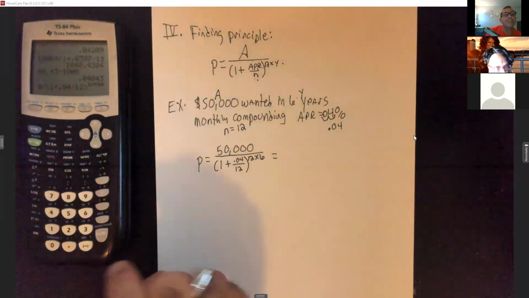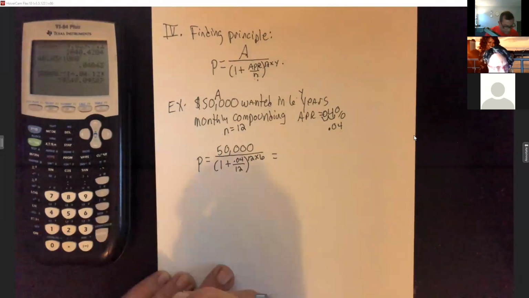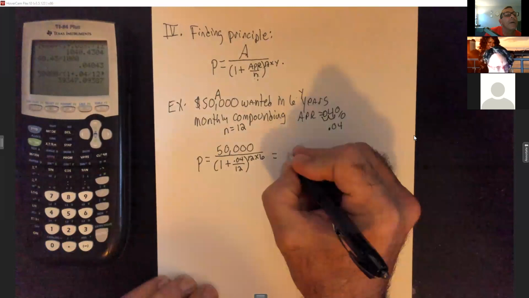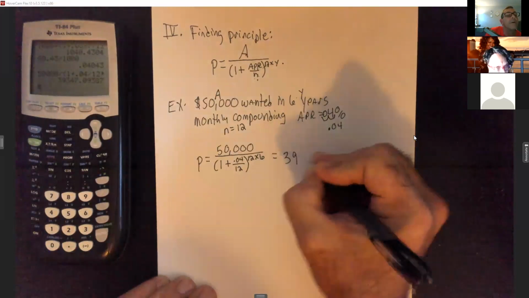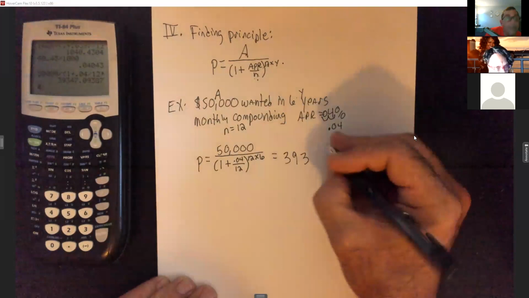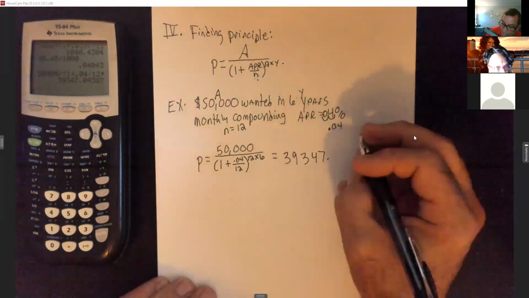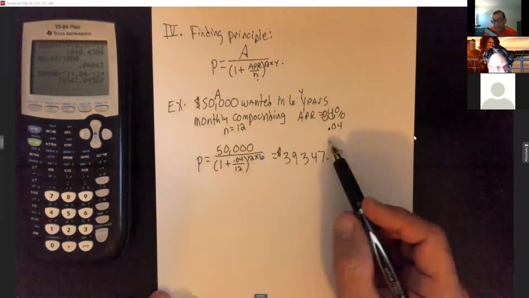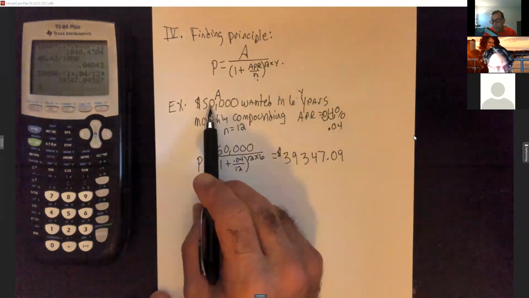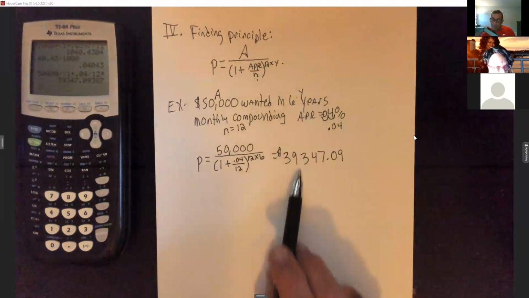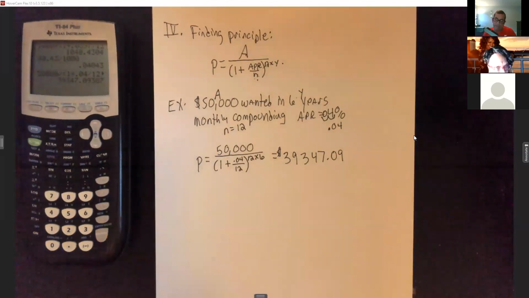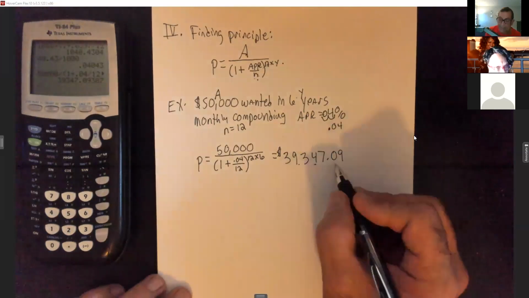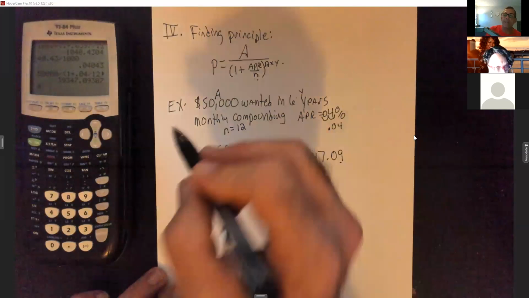So let's see what we got to start with to have $50,000. So this is telling me to have $50,000 in 6 years, I need to start with $39,347 and what's that, a 09? So in 6 years, I can make $10,000 at that interest rate pretty much because I start with 39,000. So yeah, there you go, right? You have to start with $39,347.09 to have $50,000 available in those 6 years, okay?